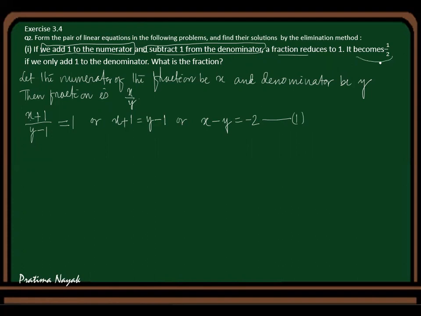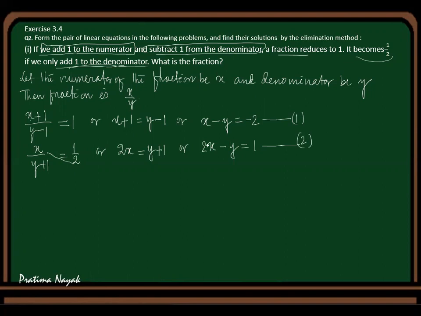Now in the same way, I'll go for the second part. It becomes half. What becomes half? The fraction becomes half. If only 1 is added to the denominator, that means the numerator will not change. The denominator will be added to 1. It becomes half. So cross multiplication, 2 will be multiplied to x. 2x is equal to y plus 1, or 2x minus y is equal to 1. This is equation 2.